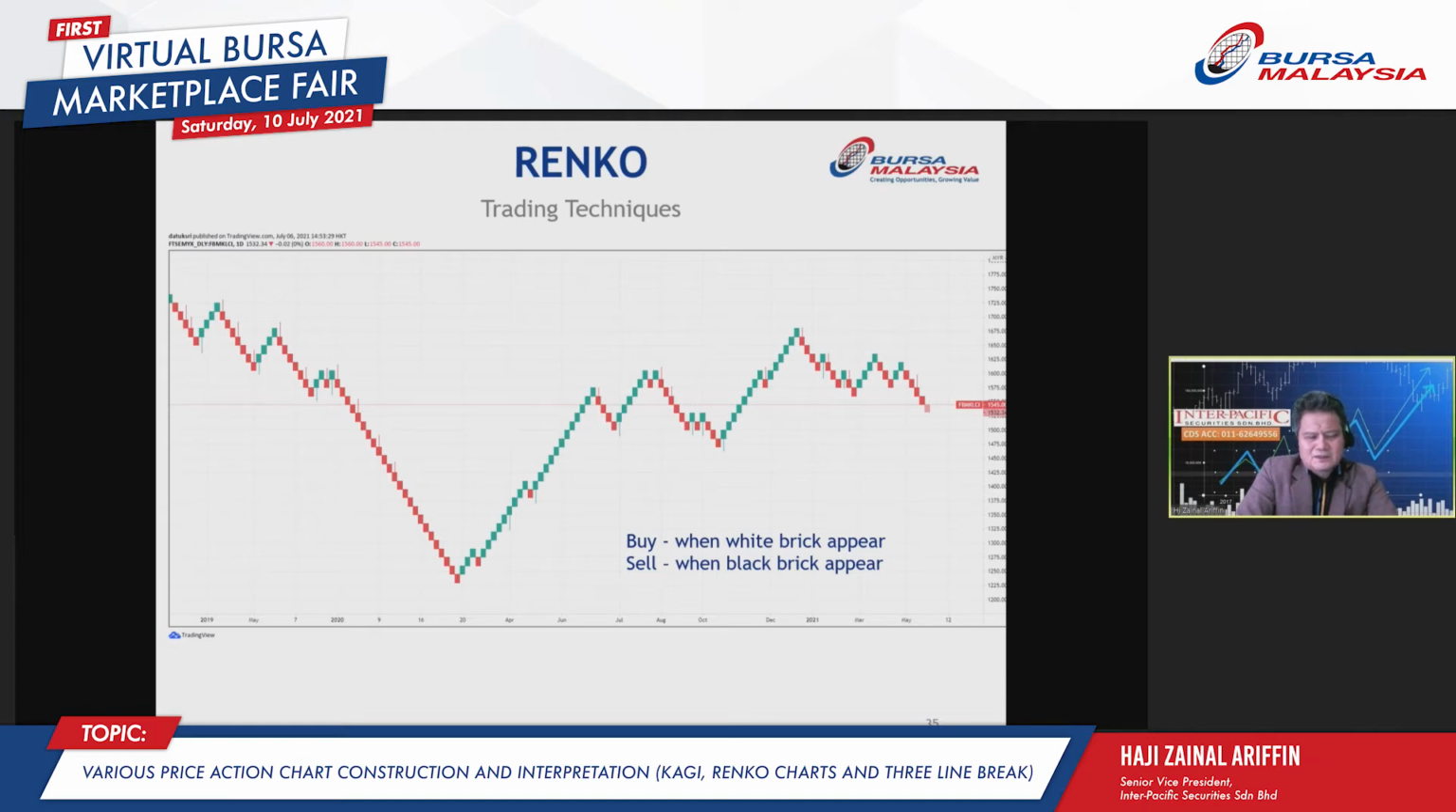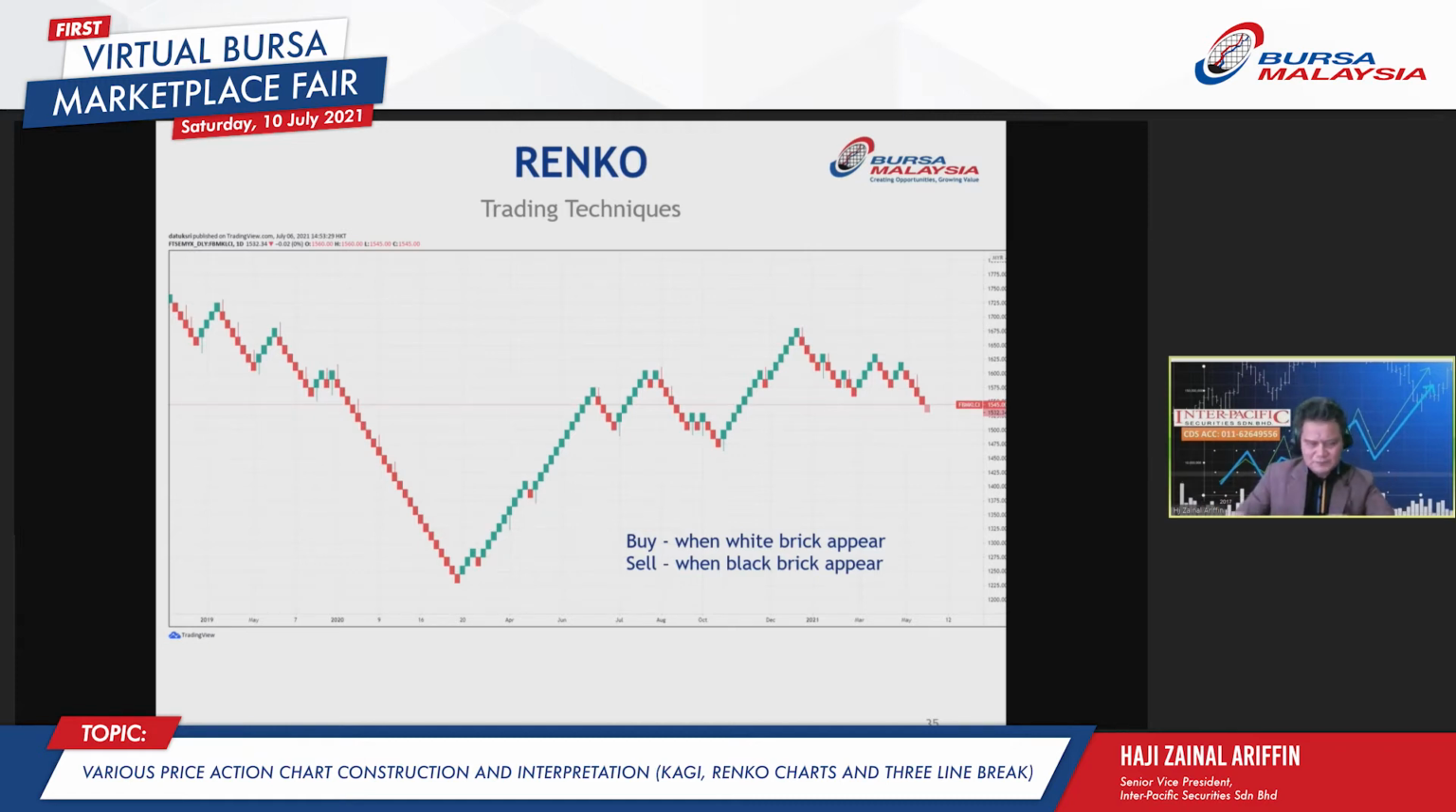That is very simple. On the western side, we use parabolic SAR. It is a very similar concept, used to determine whether it is an uptrend or a downtrend. Here it is also the same. We use this Renko to determine whether it is an uptrend or a downtrend.